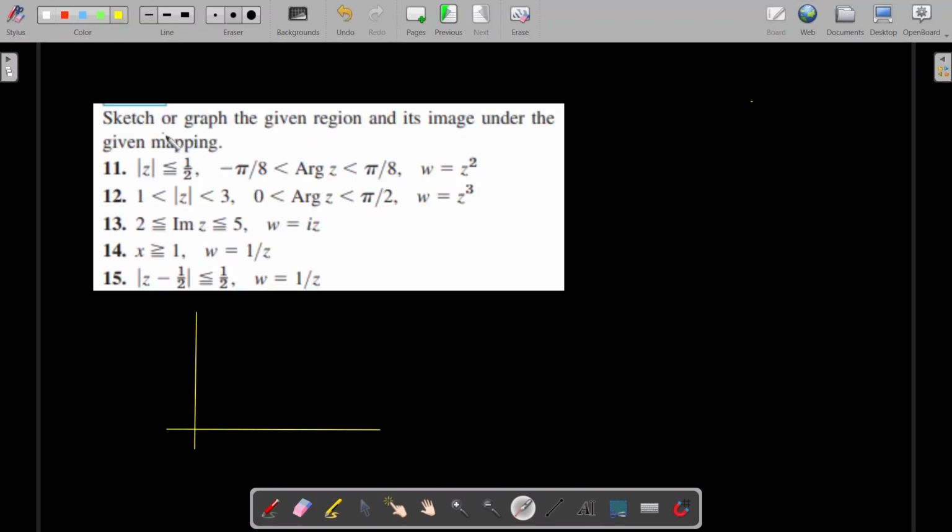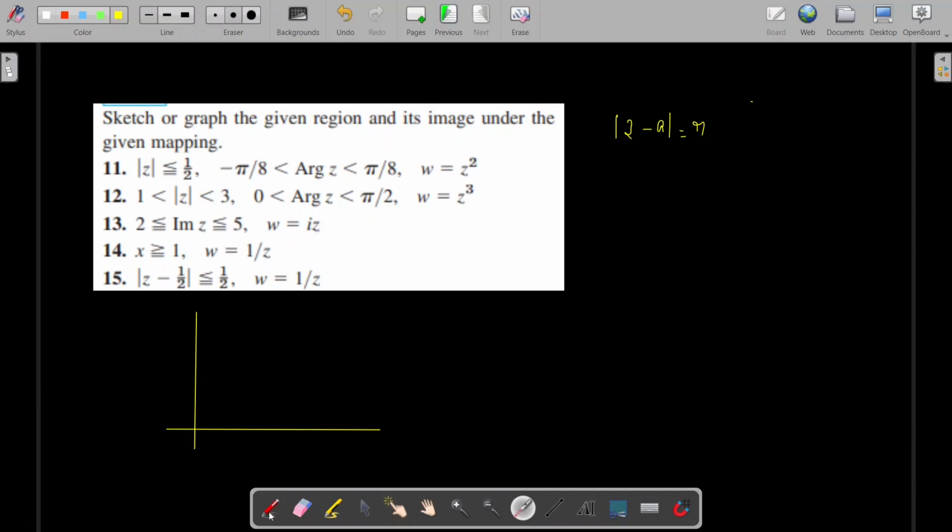Now some problems. Sketch or graph the given region and its image under the given mapping. First problem is mod z less than or equal to 1 by 2. First note that mod z minus a equal to r represents a circle with center at the complex number a and radius r. Now it is given that mod z is less than or equal to 1 by 2. So in the place of a, here you have 0. So we are considering a circle with center 0 and radius r, and mod z less than or equal to 1 by 2 means that we are considering the interior of the circle.